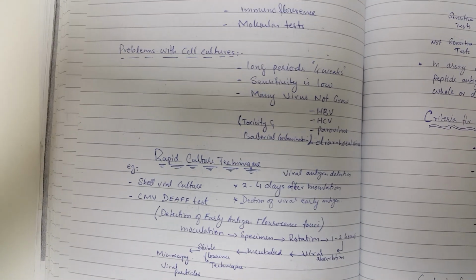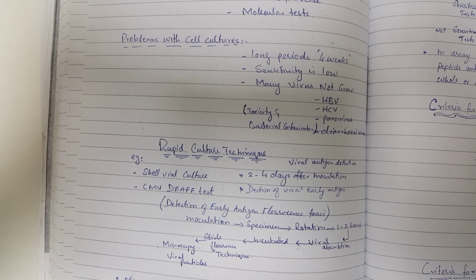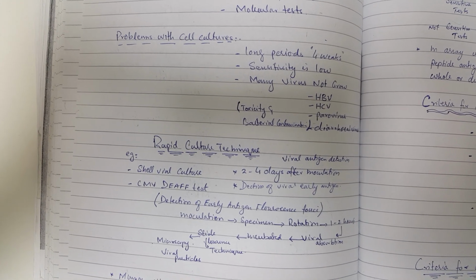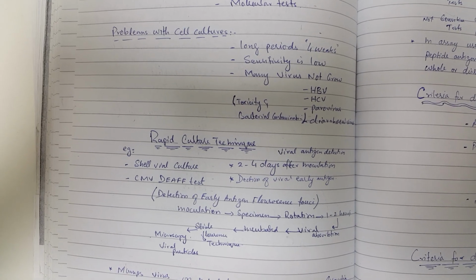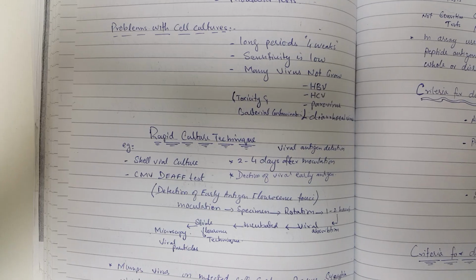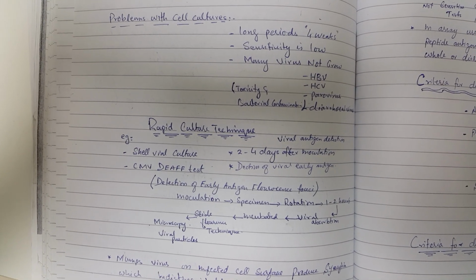The rapid culture technique, in which viral antigen detection is used, takes 2 to 4 days after the inoculation. In the early stage, some of the viral antigens can be detected, like in shell vial culture or the cytomegalovirus DEAFF test, detection of early antigen fluorescent foci.